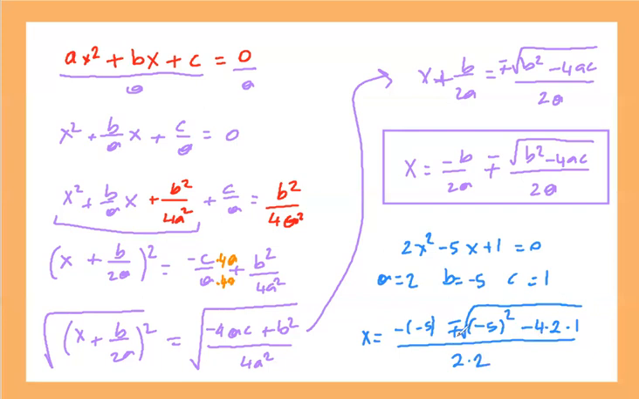Okay, the rest is just simplification. This is going to be a positive 5, right? And then this is 25. 25 minus 8, that's 17. So 5 plus root 17 over 4 is one solution, and 5 minus root 17 over 4 is the second solution. You can split this plus and minus to get those two solutions.